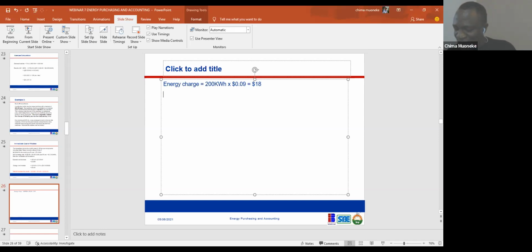Now let us look at the fuel adjustment charge. Still on 200 kilowatt hours, times the fuel adjustment cost, which is 0.025, and then we got $5.